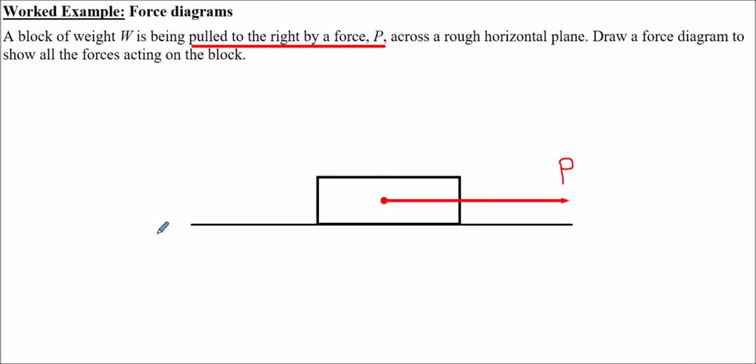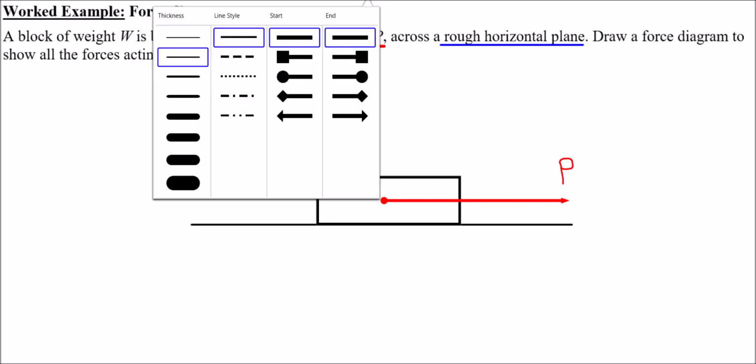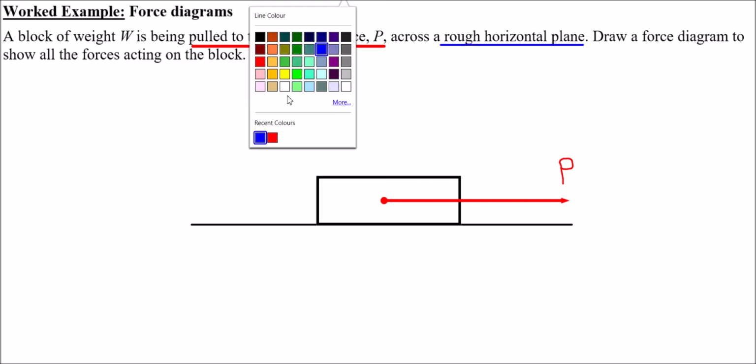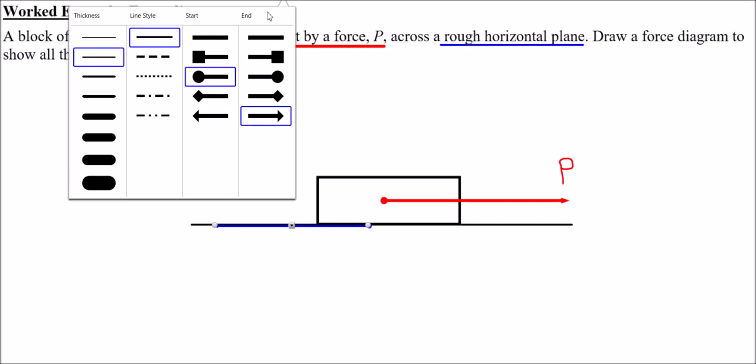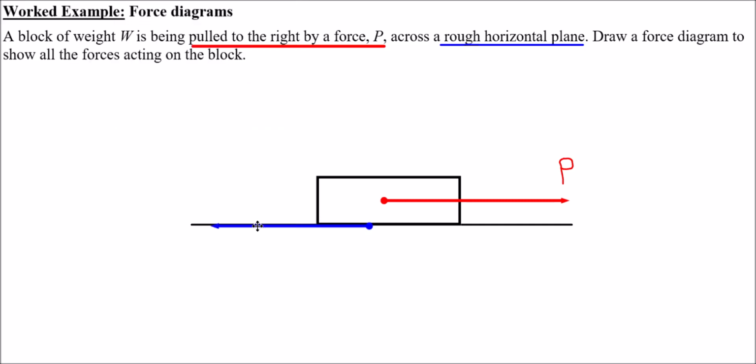Okay, now it's a rough horizontal plane, so again, we can use information to help us. If it's a rough horizontal plane, then what we're going to be having here is a frictional force acting this way. I'll get that line a bit thicker, in fact. Oops, a bit too much. There we go. So I'm going to call that F for friction. In fact, what I could do is just call it friction.